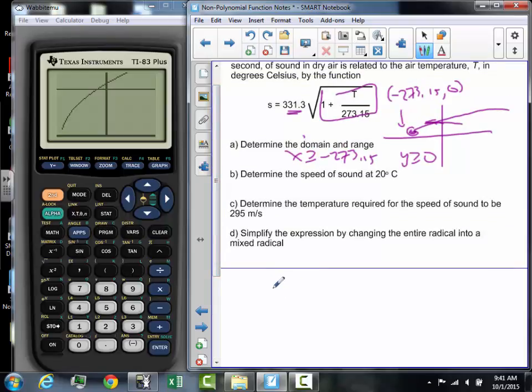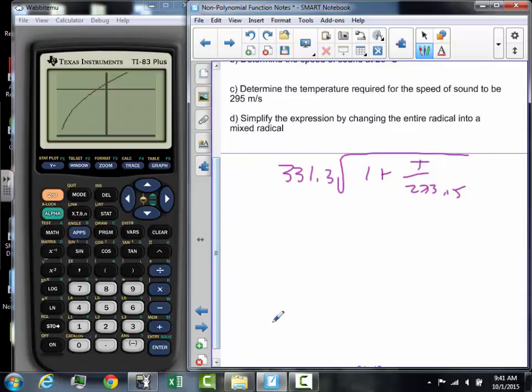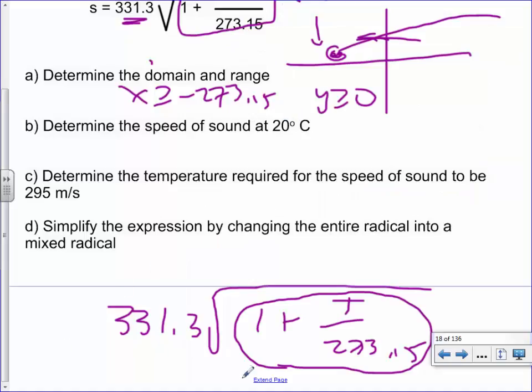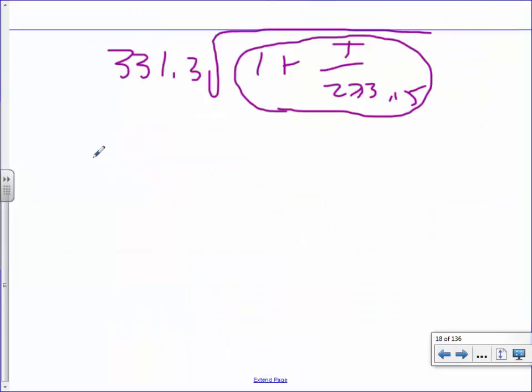Okay, so here's my equation. It was 331.3, and then it was 1 plus t over 273.15. Do you guys remember how to work with fractions? How do I put these two fractions together? What do we need? Okay, so the common denominator is going to need to be 273.15.